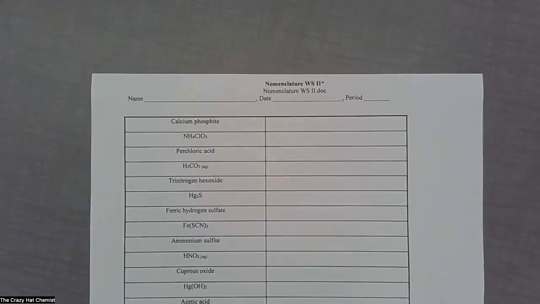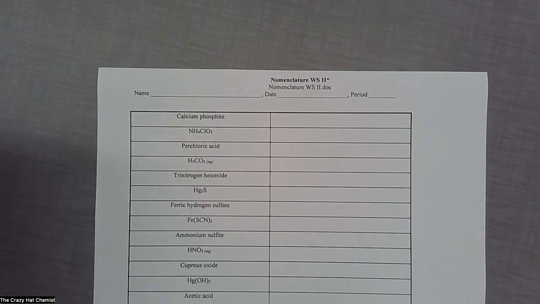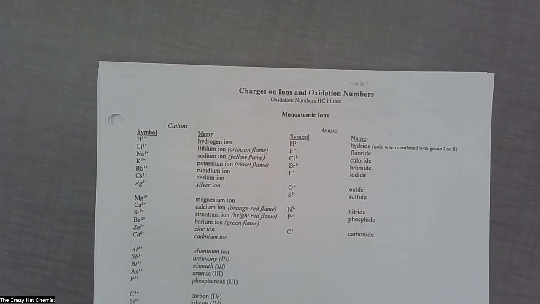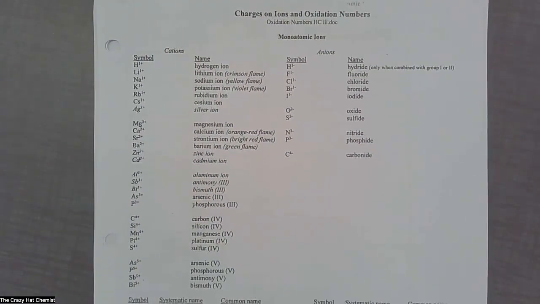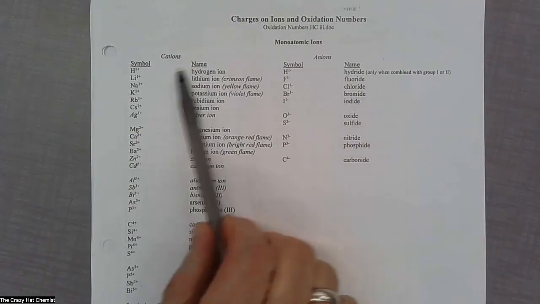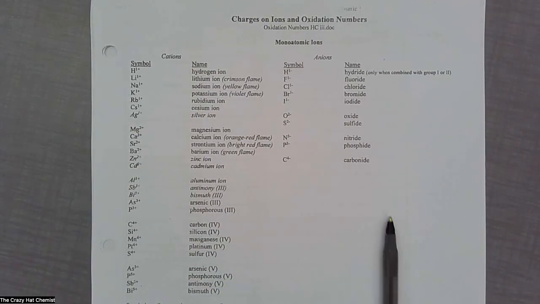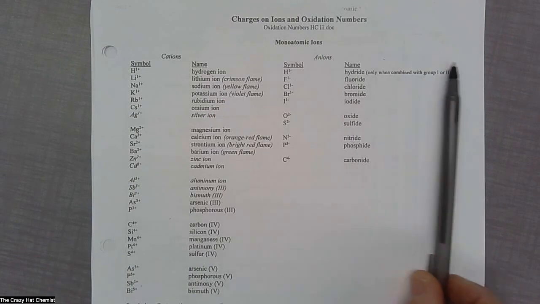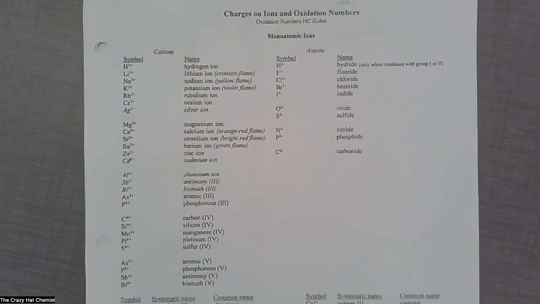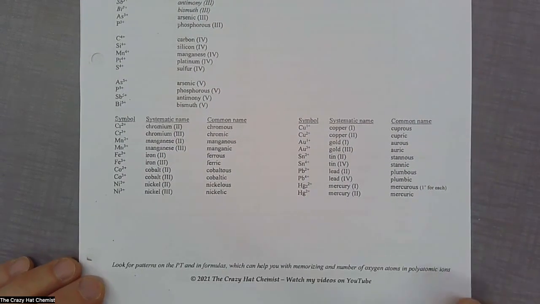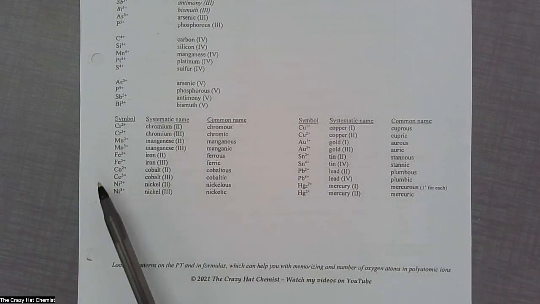And then the other thing that I'm going to expect you to know is that you should know your ions and charges. I just went over many of them right up here in this section. I have divided up the cations and the anions. On this lower section, these are the transition elements and their charges. And at the bottom here, I'm saying, look for patterns on the periodic table and in formulas which can help you memorize the number of oxygen atoms in polyatomic ions.